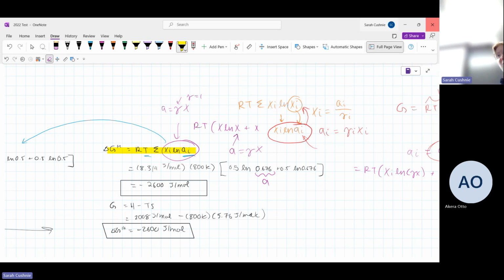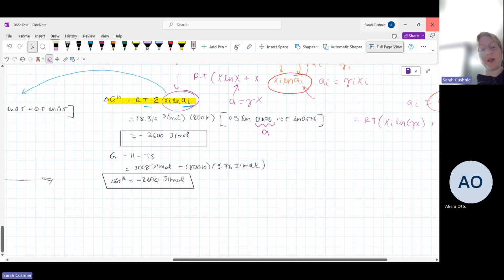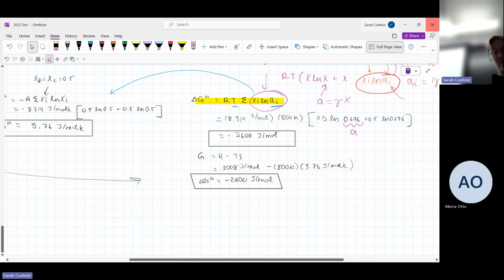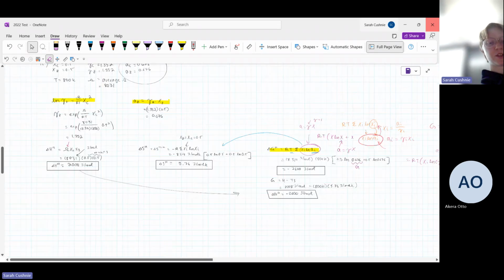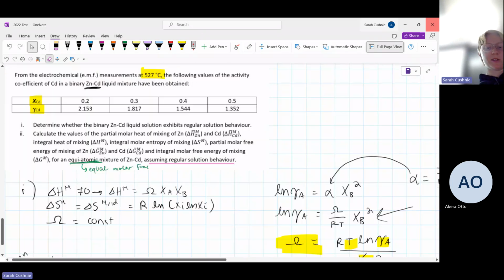I'm going to give it 2 more seconds before I move on. Amazing. Okay, so we did all the fun stuff of calculating G for the system. Now we have to calculate these individual molar quantities. Let's look at exactly what it asks us to calculate so I don't completely trip up.